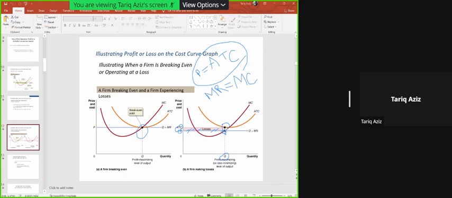At this point, price is lower and average total cost is higher, because the average total cost is here. Average total cost is this point. So average total cost is more than the price. That is why this firm will experience losses. So these are the three situations possible for a firm which is operating in a perfectly competitive market.